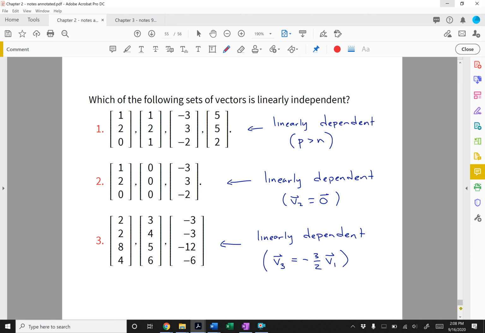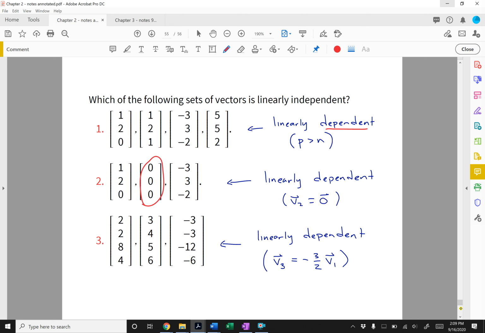So, which of the following sets of vectors is linearly independent? These are sets that don't require a lot of work, showing the power of understanding some of the ideas we've talked about so far. Well, here we're in dimension 3, so n is 3, but we've got 4 vectors. This is the case that we just talked about, so it has to be linearly dependent.